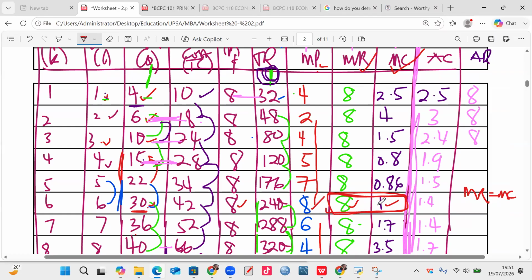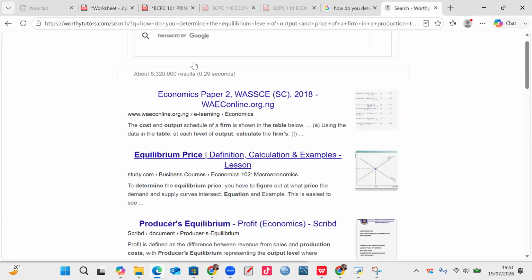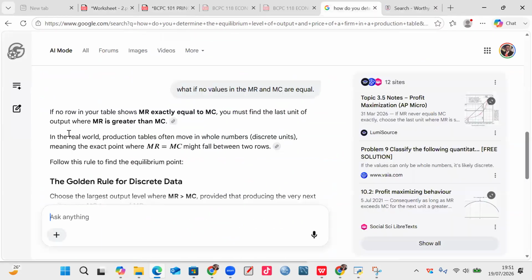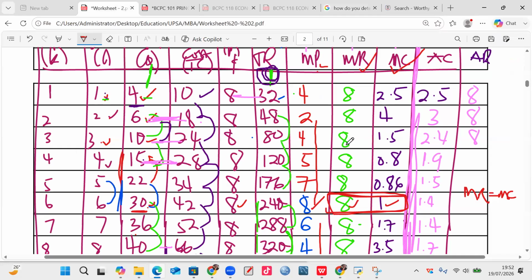But here they are not the same. So let's see what it's saying. It says that if no row in your table shows MR exactly equal to MC, you must find the last unit of output where MR is greater than what? MC. So let's see it. Where is MR greater than MC?